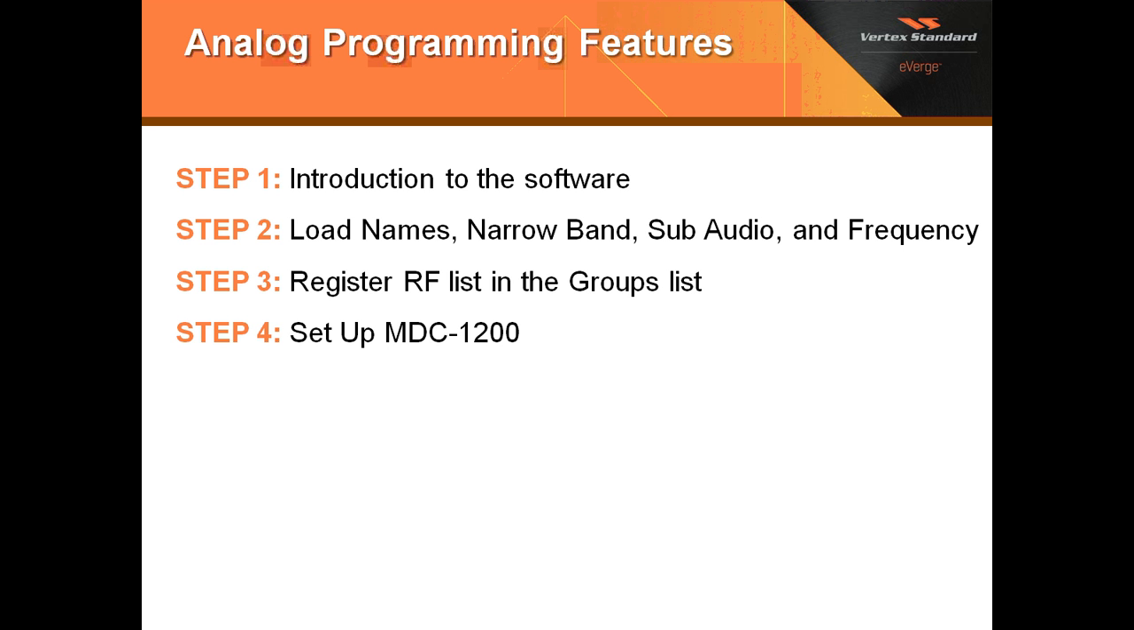Now we're going to go ahead and talk about programming the radio. The first step, we're going to introduce the software of the EVX radios, and then go into loading names, narrowband, sub-audios, and frequencies. After that, we'll register the RF list in the group list, and lastly, we'll set up MDC 1200.